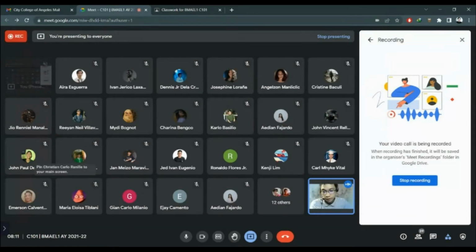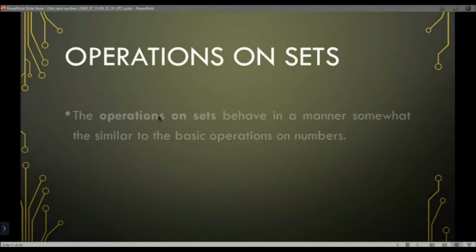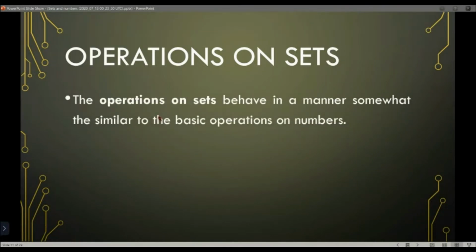And then that's it. So we go now to the operations on sets. Operations on sets behave in a manner somewhat similar to the basic operations on numbers. Like in our fundamental operations, addition, subtraction, division, and multiplication are operations on numbers. We also have operations on sets.